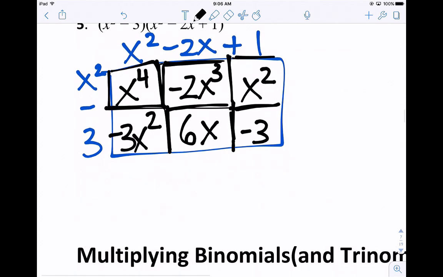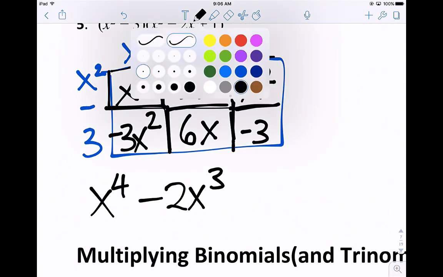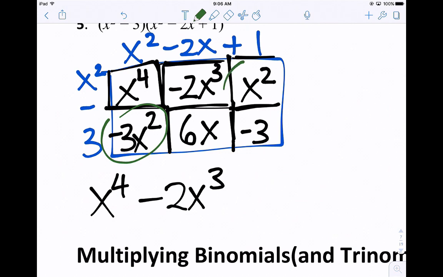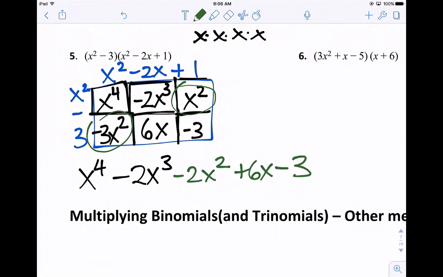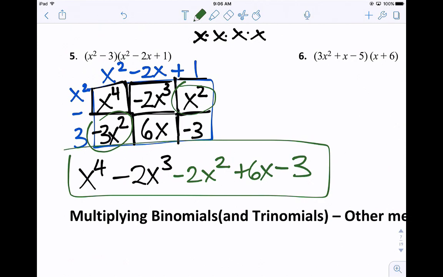Combine like terms here. There's only one x to the 4th, and there's only one x to the 3rd. So we'll write those out. But we have 2x squared. We have a negative 3x squared plus an x squared. So that is a minus 2x squared. And then we have a 6x minus 3. So this one we could only combine the x squared. So the rest we have to write out.